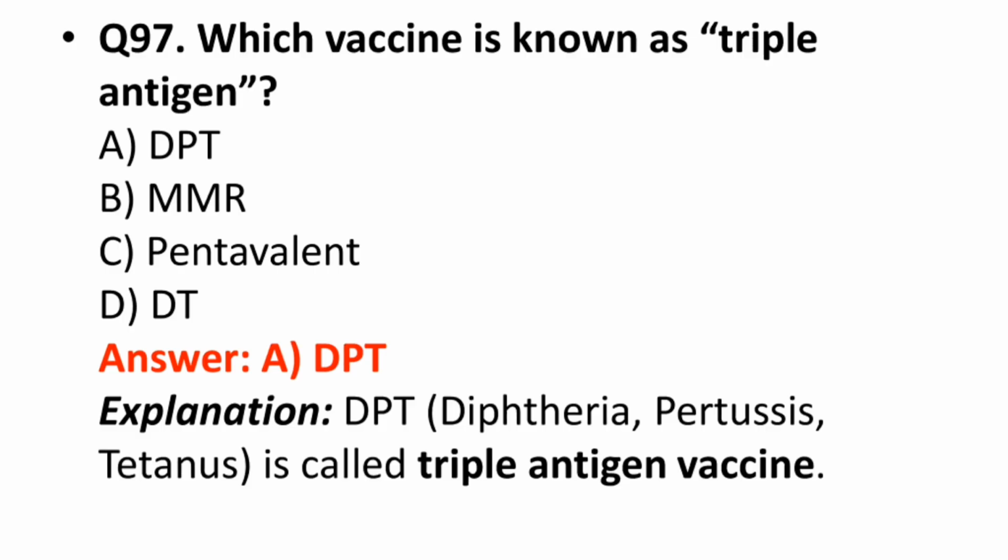Which vaccine is known as triple antigen? Option A, DPT. Option B, MMR. Option C, pentavalent. Option D, DT. The correct answer is option A, DPT. Diphtheria, pertussis, tetanus is called the triple antigen vaccine.